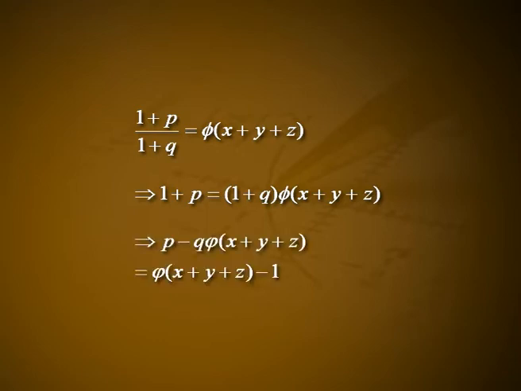Further, equation 4 gives dx + dy + p dx + q dy = 0, which implies dx + dy + dz = 0, which implies x + y + z = c2. Hence, one of the intermediate integrals is (1 + p)/(1 + q) = φ(x + y + z), which implies 1 + p = (1 + q) φ(x + y + z), which implies p − q φ(x + y + z) = φ(x + y + z) − 1.